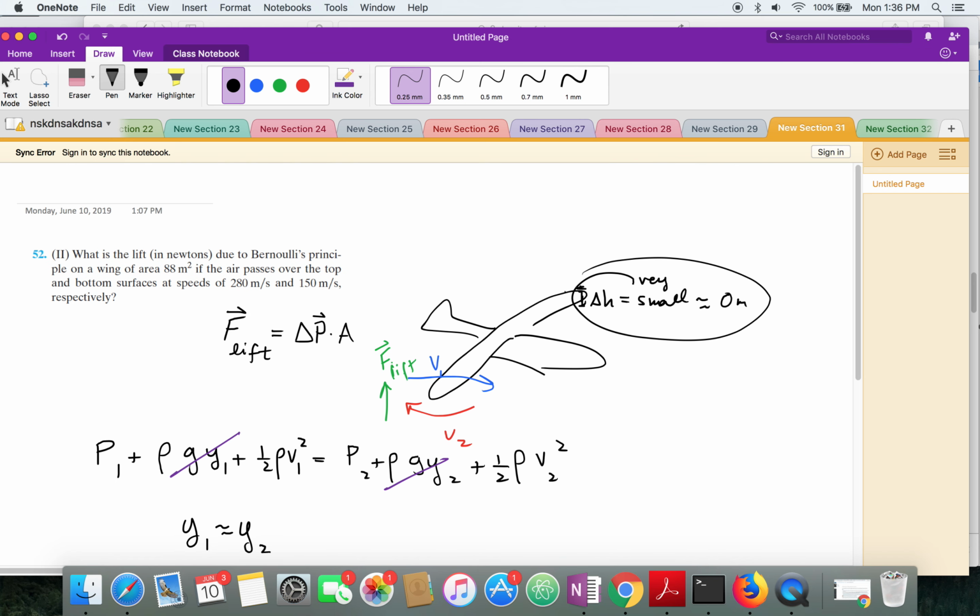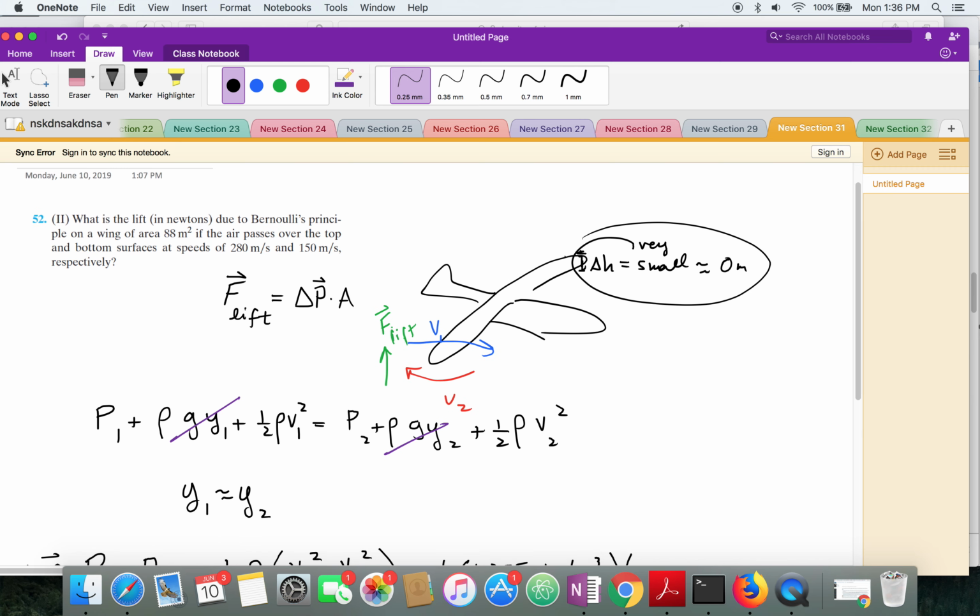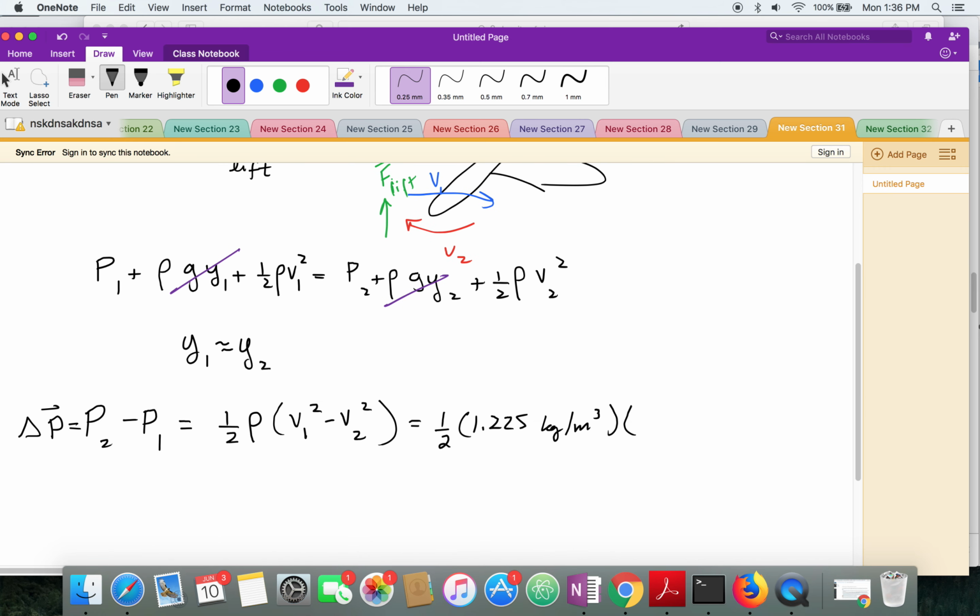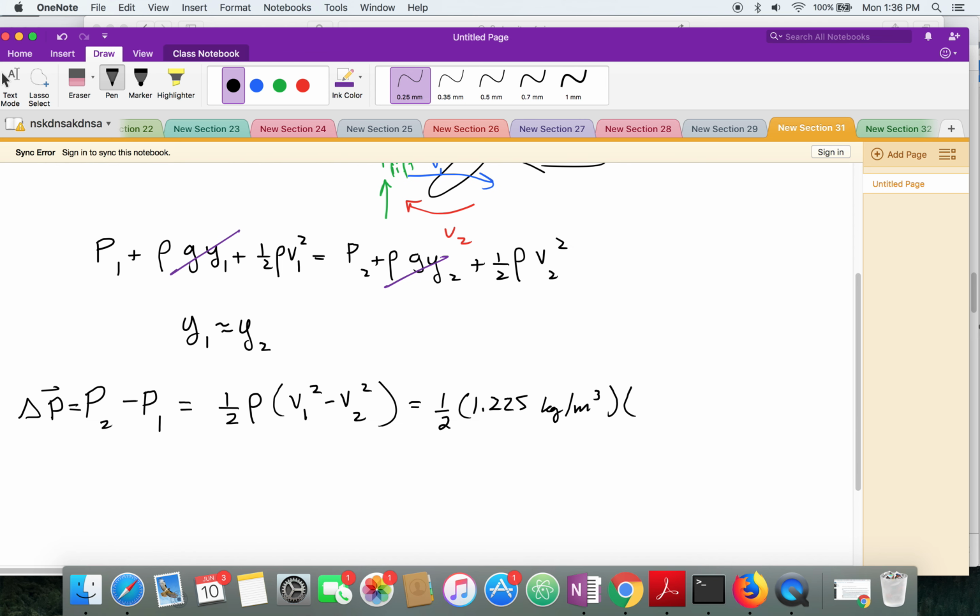And then we have these two velocities: 280 is V1, and 150 is V2. So it's 0.5 times 1.225 times 280 squared minus 150 squared. Sorry, I left the units out. And we get 34,239. So the difference in pressure is about 32,000.